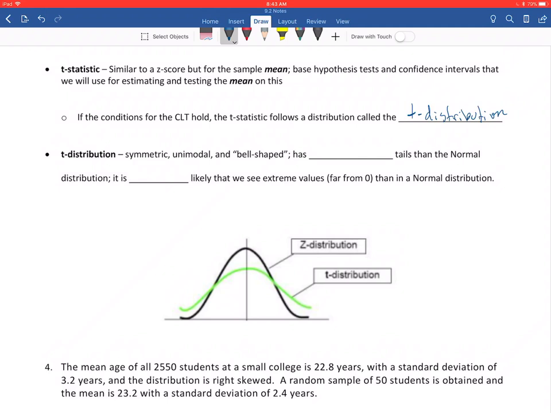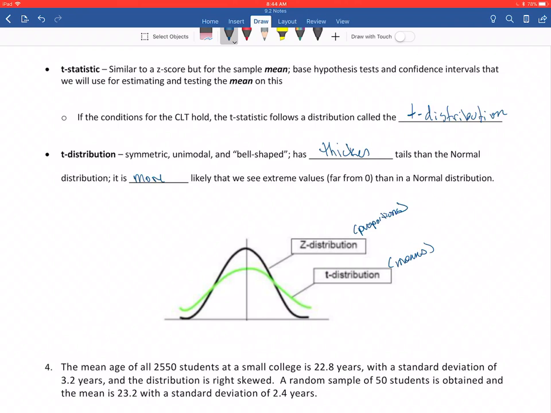The t-distribution is symmetric, it is unimodal, and it is bell-shaped. The difference between it and the z, or the normal distribution, is that it has thicker tails. So it is slightly different. And it's more likely that we will see extreme values far from zero than in the normal distribution. So you can kind of see them compared one-on-one in this image. The z distribution is, again, for proportions. And the t distribution we use for means.